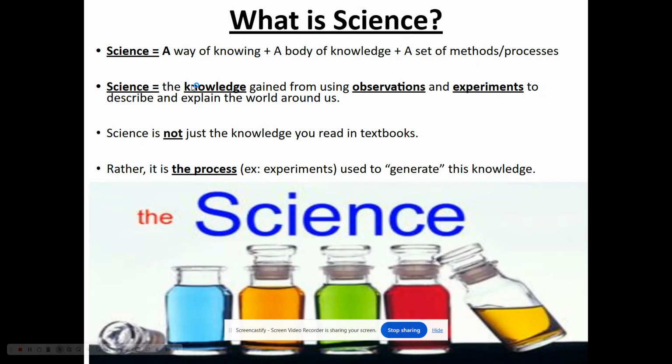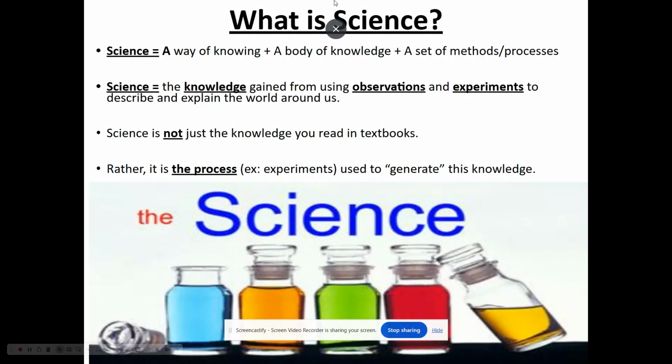So what is science? What I need you to understand is that science is not just definitions in your science textbook. Science is actually a combination of different things. So it's not just the knowledge that's in your textbook, but it's also the processes that were used to discover or generate this knowledge. So if we were to put all that together, we'd say that science is the knowledge gained from using observations and experiments to describe and explain the world or the universe around us. So really it is a way of knowing things.